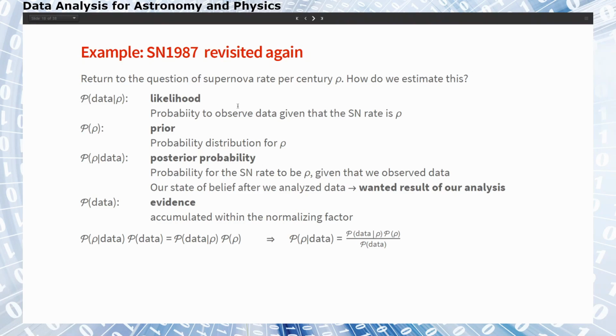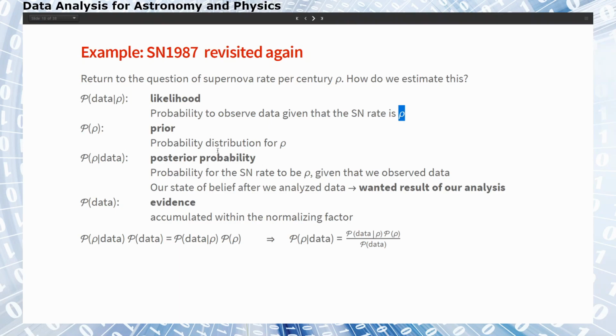The Bayes theorem consisted of different terms. We had the likelihood, which we translated into the probability of the data given a certain model. The model here in that case is a supernova rate, the probability that a supernova happens. The probability of ρ, the supernova rate, is our prior probability.